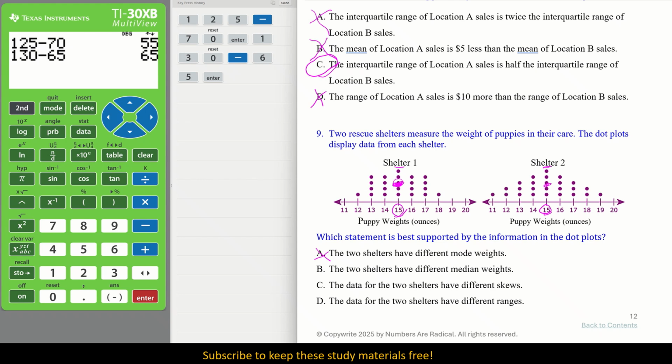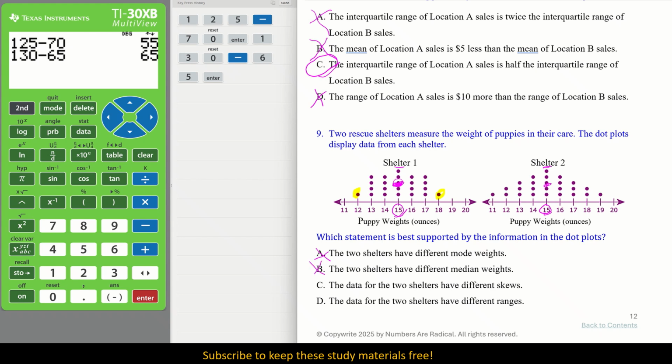So now that you saw how I counted to the middle from each end, the left to the center and the right to the center, if you do the same thing with shelter 2, you'll have 15 again. So that's not helping. Okay, so let's look at C.